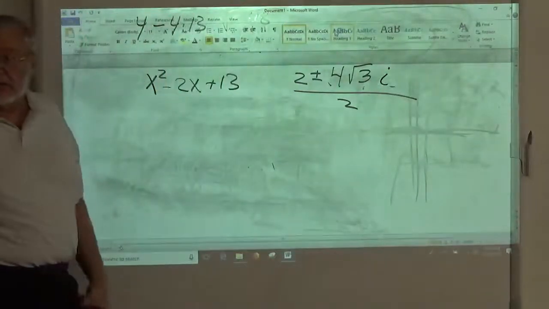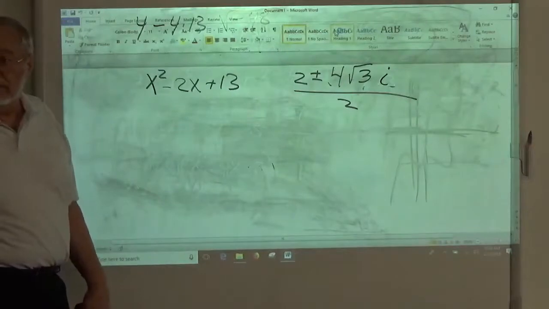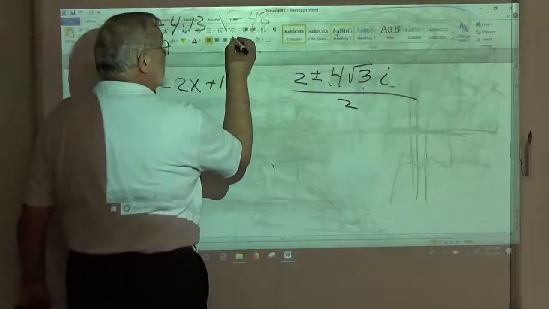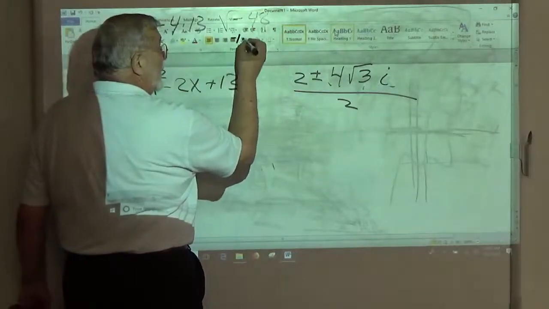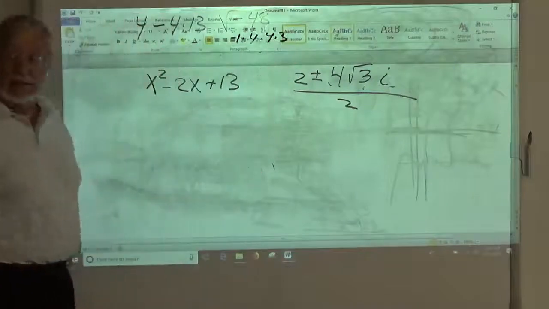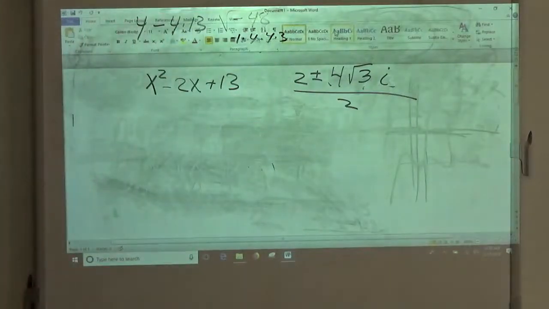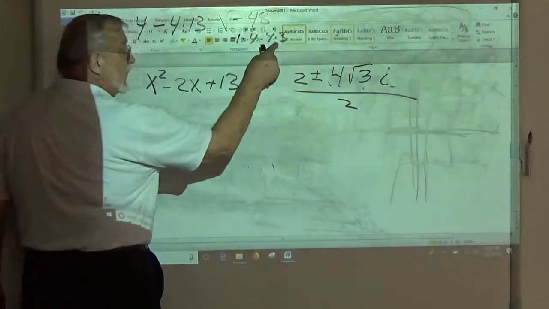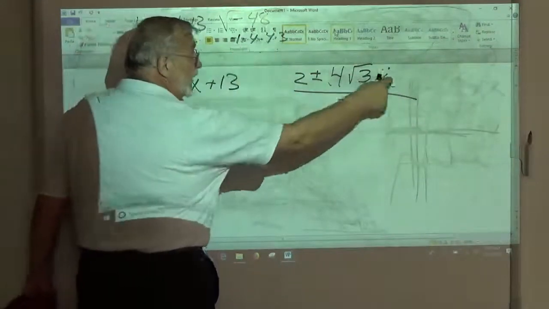All right, now, what's 4 times 12? It's 48. Right? So this is negative 1 times 4 times 12, but 12 is 4 times 3. So that means the square root of negative 1, the square root of 16, and the square root of 3. The square root of 16 is 4, the square root of 3 stays under, and the square root of negative 1 is i.